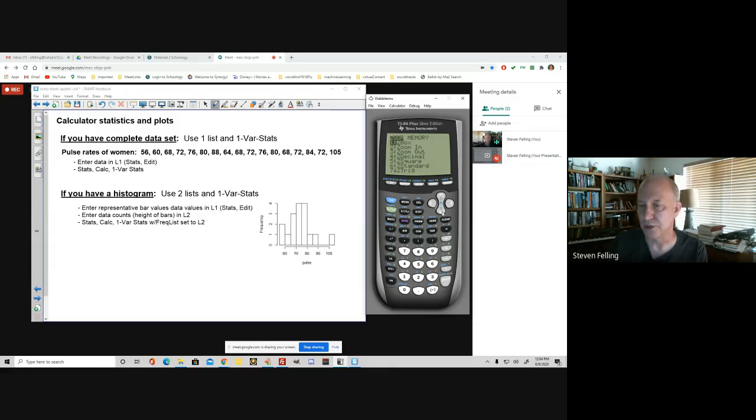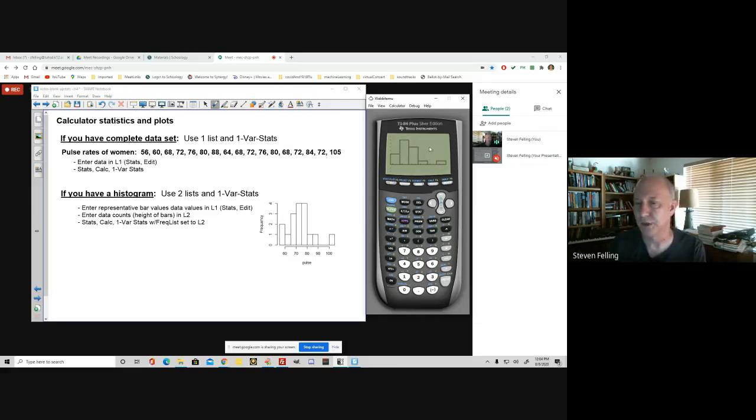And then you can either scroll down here and select the option that says zoom stat, or you can just hit the number 9. Usually you just get in the habit of going zoom 9. And when we do that, this will now display a histogram of the data in the list that we selected when we set this up.